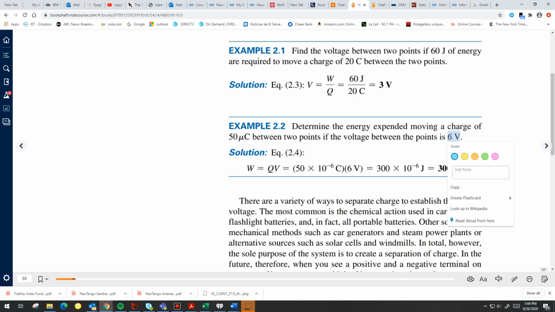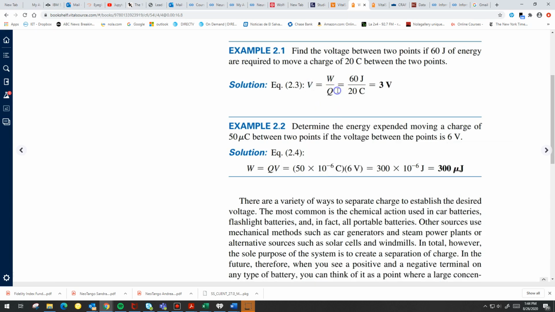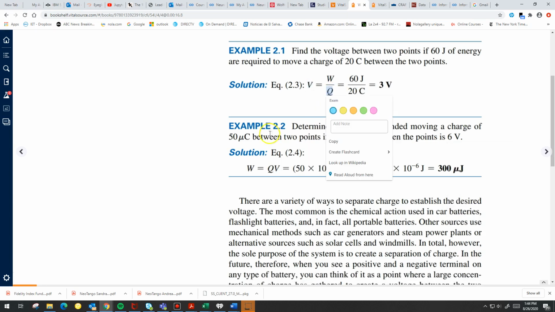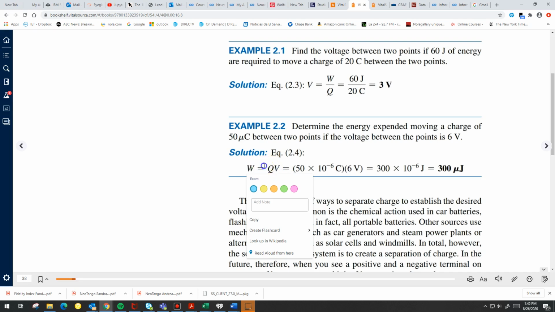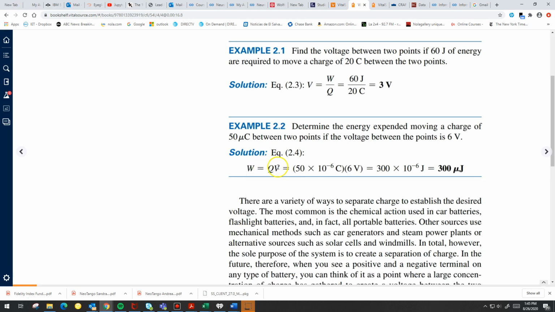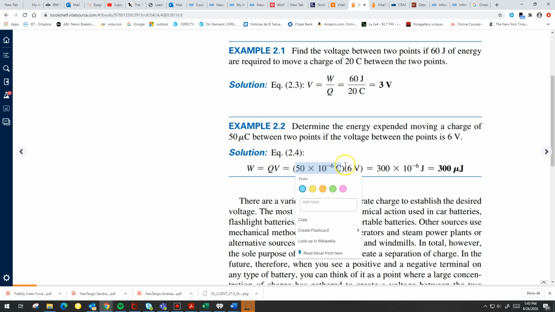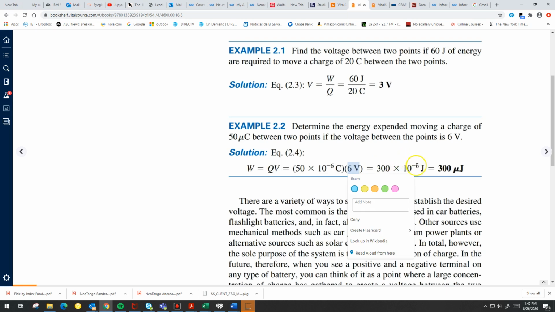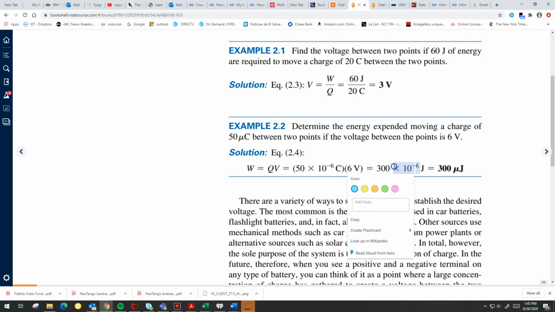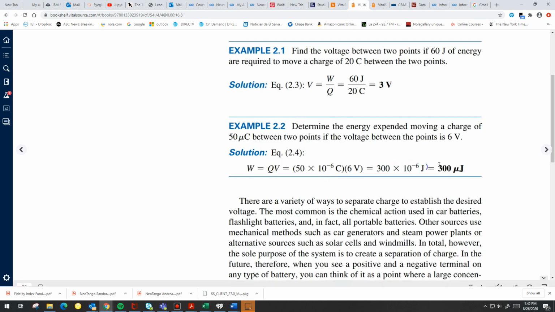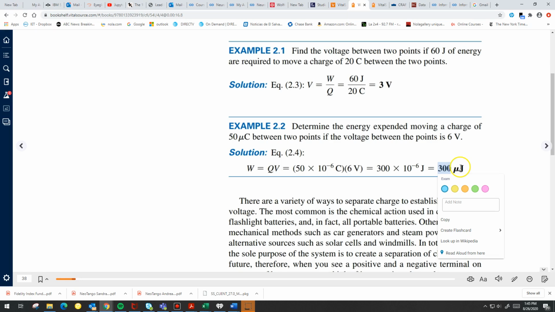So in this example, we're given the voltage. The voltage is 6 volts. We're given the charge is 50 microcoulombs. So we need to find the energy. If we solve for the energy, W in this case, the energy is going to be the product of the charge and the voltage. The charge is 50 microcoulombs and the voltage is 6 volts. So what we have is 300 times 10 to the minus 6 joules, or 300 microjoules.